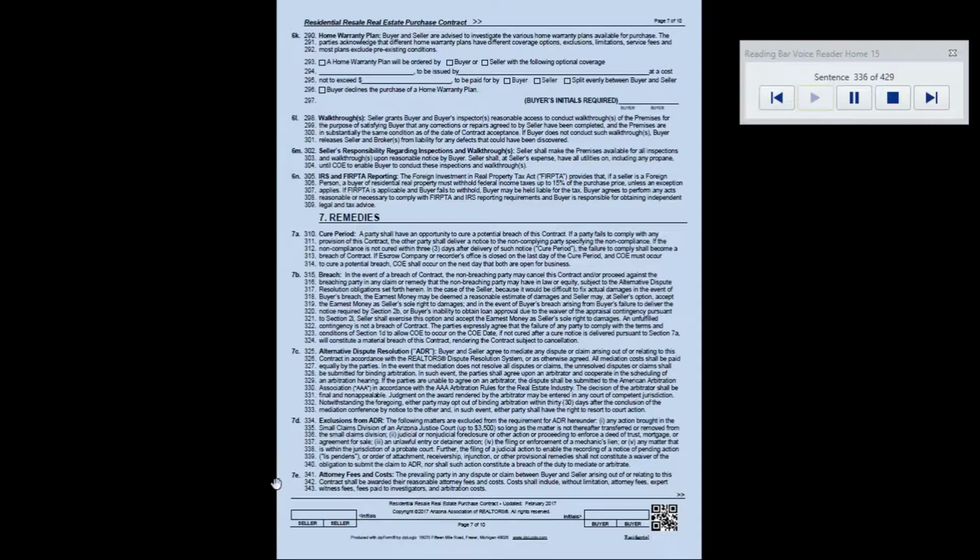7E. Attorney fees and costs. The prevailing party in any dispute or claim between buyer and seller arising out of or relating to this contract shall be awarded their reasonable attorney fees and costs. Costs shall include, without limitation, attorney fees, expert witness fees, fees paid to investigators, and arbitration costs.